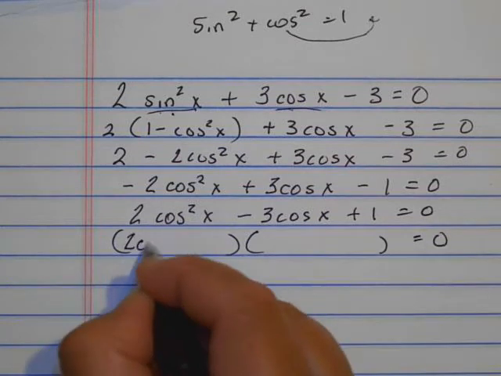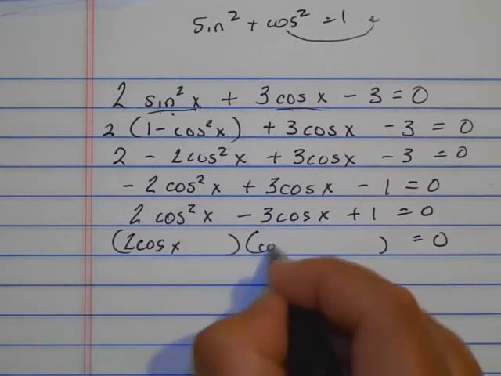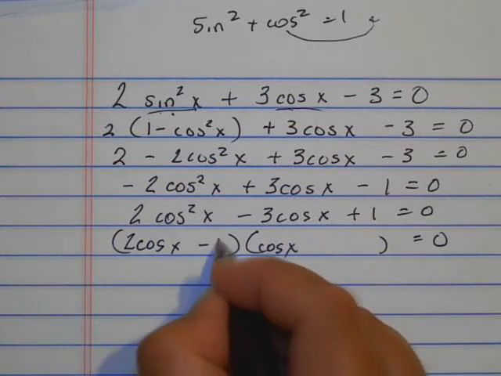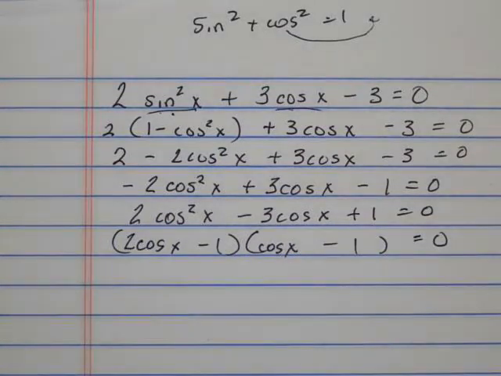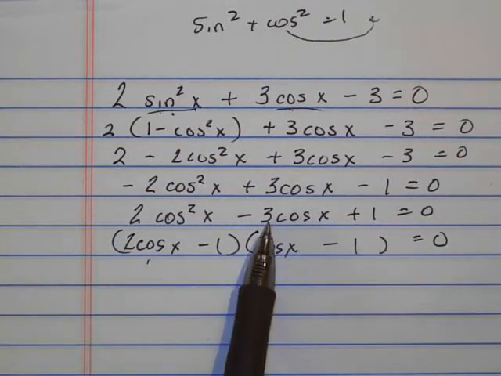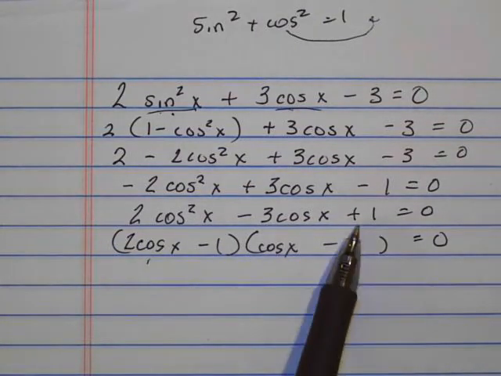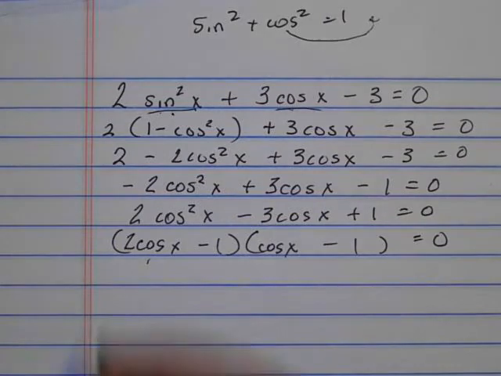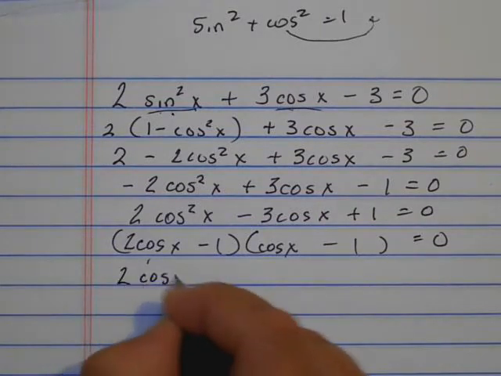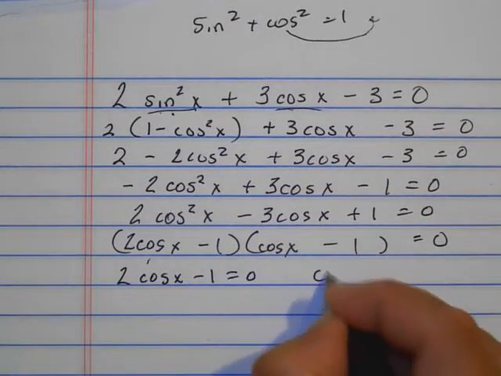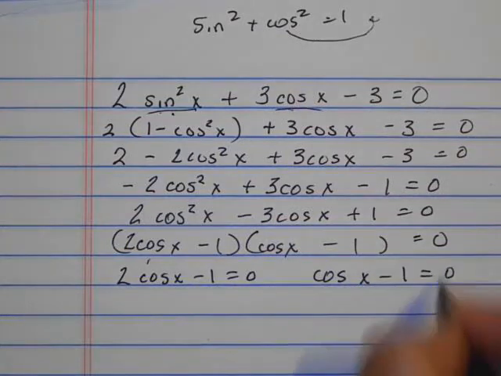So I'll have 2 cosine x and cosine x. And then I believe it needs to be a minus 1 minus 1. Because this would give me negative 2 and negative 1, which makes negative 3. And then negative 1 times negative 1 is positive 1. So that means that 2 cosine x minus 1 equals 0, and cosine x minus 1 equals 0.